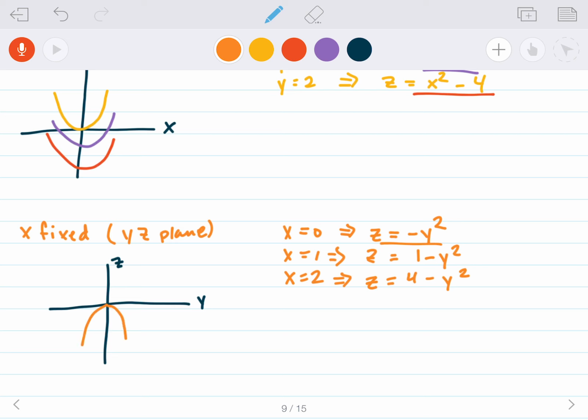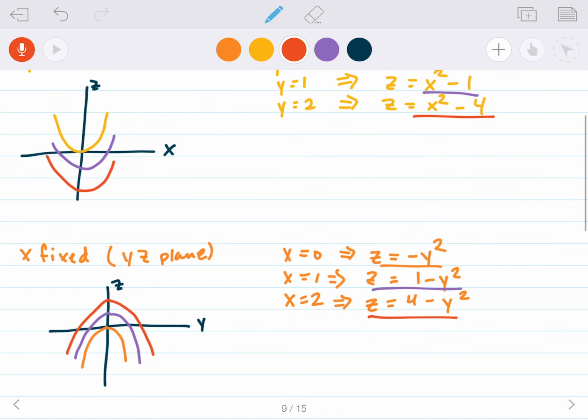Then we have negative y squared plus 1. So that's opening downward but shifted up 1 unit. This maybe looks like this. And then we have z equals 4 minus y squared. So again, opening downward because of that negative 1 in front of y squared, but it's shifted up 4 units. Okay, so that's from the perspective of the yz plane. That's what this looks like.